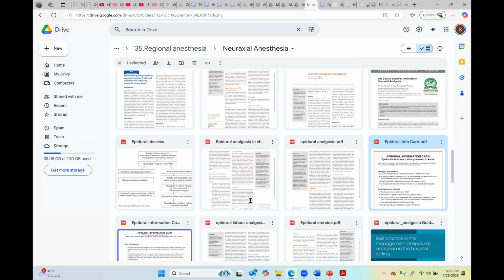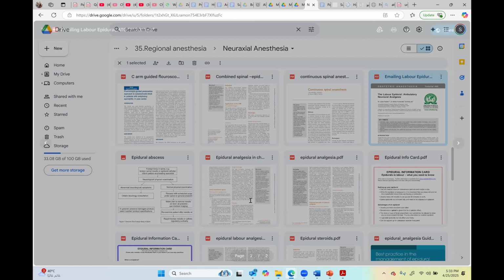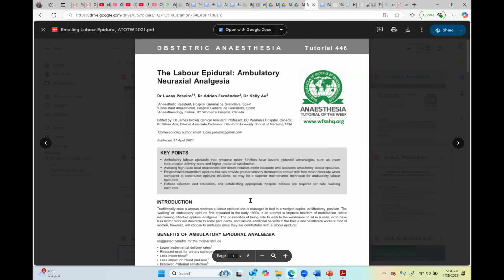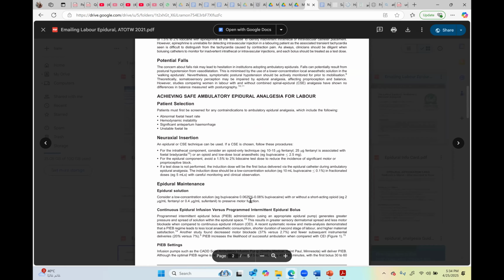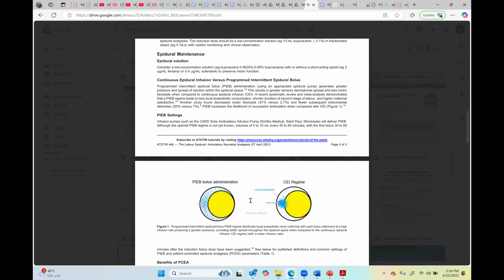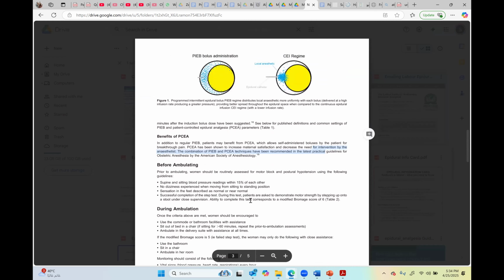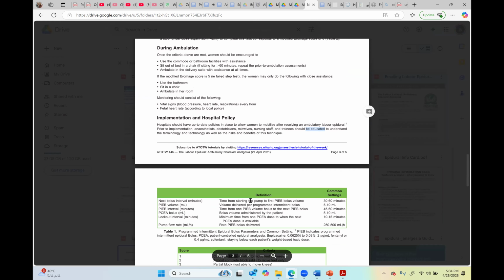So usually what questions they ask you with reference to labor analgesia: how much dose you will be giving. If you have placed it, to initiate, how much dose will you give? It depends on the stage of delivery. But usually 10 to 20 ml.